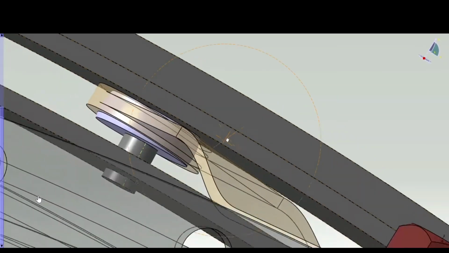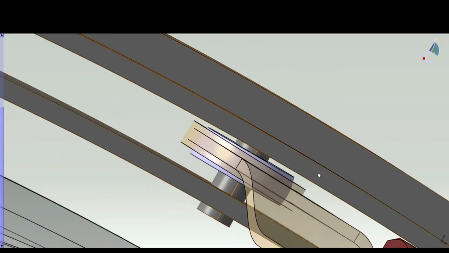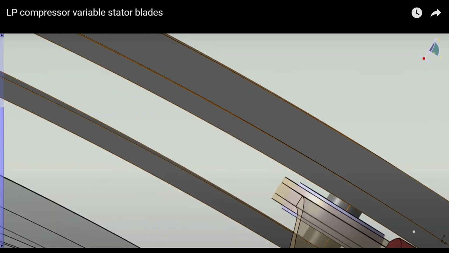So we can actually change the angle of the stator, change the angle of attack of this specific blade. So what is the benefit of changing the angle of attack? Depending on the altitude and the speed, we can adjust the amount of air that we're letting into the compressor. Okay.